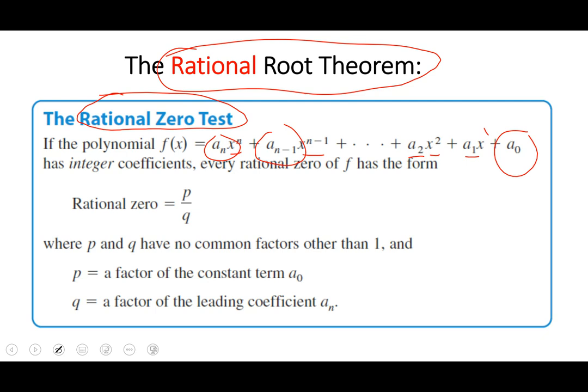So basically, if you have a polynomial and it has integer coefficients, which for our purposes it always will, then every rational zero must take the form p over q. Pay special attention to the fact that it has to be a rational zero. That is all we can say for sure about it. So the rational zeros take the form p over q, where p and q have no common factors besides 1, and p is a factor of the constant term, a sub 0. So it's basically all the things that divide the last term, where q is a factor of the leading coefficient, which is all the things that would divide a sub n.